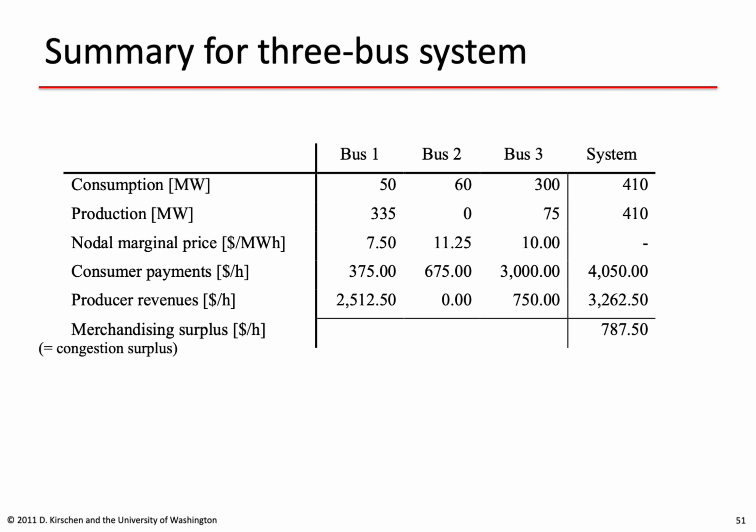So this table summarizes what happens in our 3-bus system. The first line shows the consumption in megawatts at each bus in the system and in the system as a whole, how much power is produced at each of these buses, and the nodal marginal price. As you remember, at bus 1 and bus 3, it's given by the marginal cost of producing power with a generator connected to these buses, but at bus 2, it is a linear combination of the marginal costs at other buses. The next line gives us the consumer payments in dollars per hour.